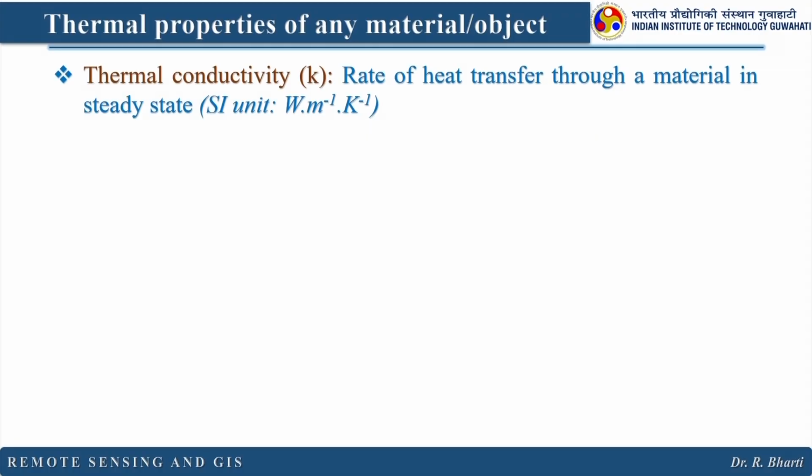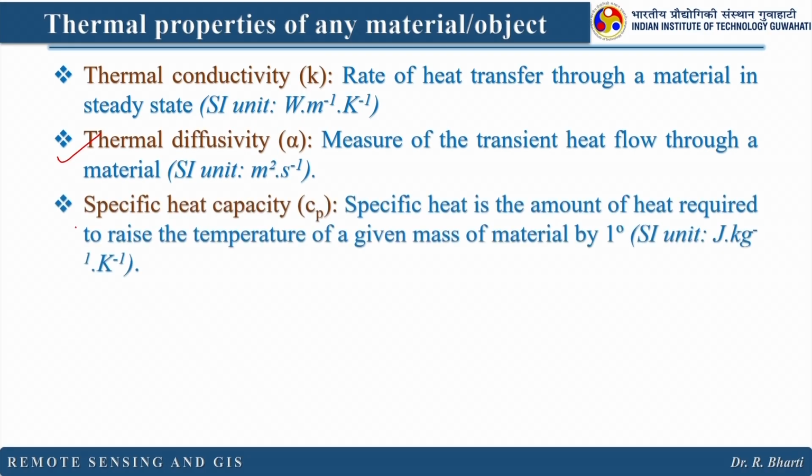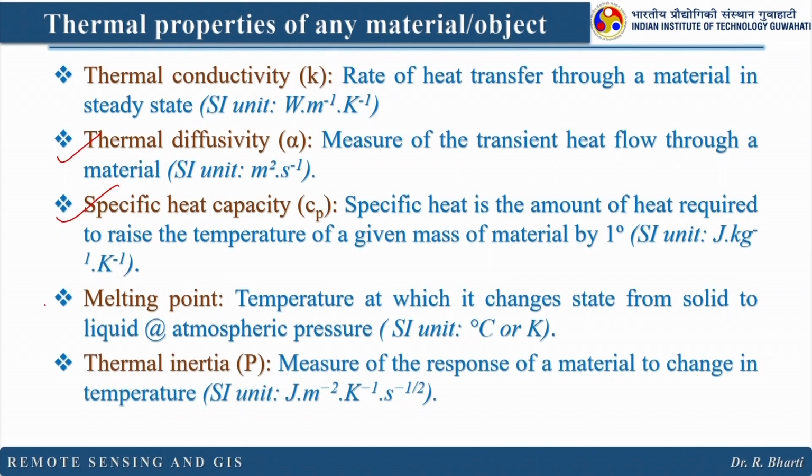Now, the thermal properties of any material or object are listed here. The first one is thermal conductivity, second is thermal diffusivity, third is specific heat capacity, fourth is melting point, and then thermal inertia. I hope you are familiar with thermal conductivity, thermal diffusivity, specific heat capacity and melting point, but I guess thermal inertia will be new to you, right. So, what exactly does thermal inertia mean? It measures the response of a material to change in temperature. So, how inert it is with respect to change in the temperature, right.